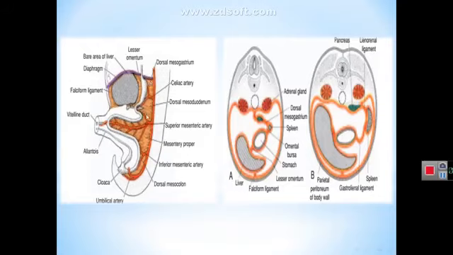Dorsal mesogastrium is found in the region of the stomach, and the dorsal mesentery in the duodenum forms the dorsal mesoduodenum. In the region of the jejunum and ileum it forms the mesentery proper, and in the region of the colon it forms the dorsal mesocolon.